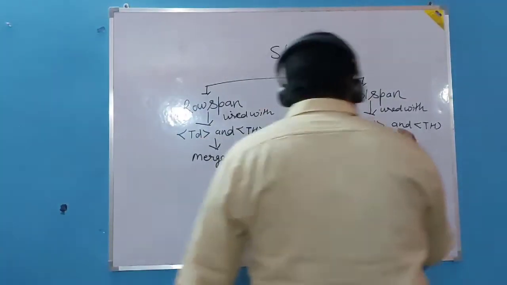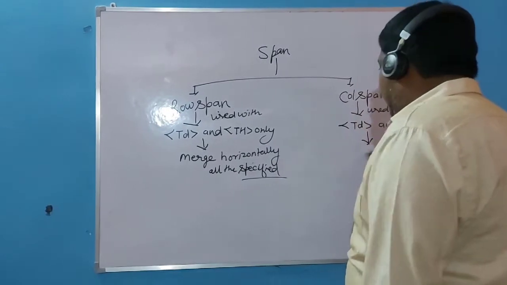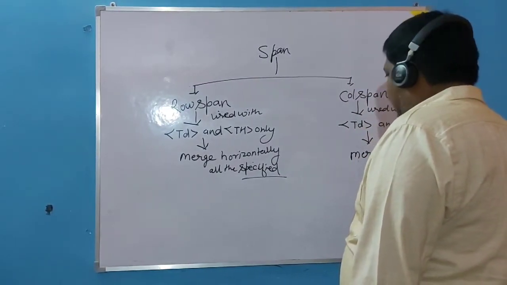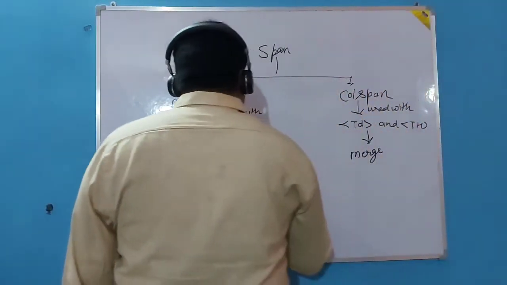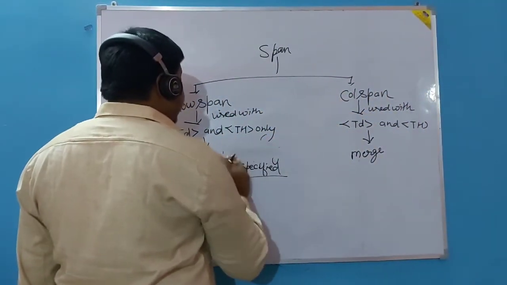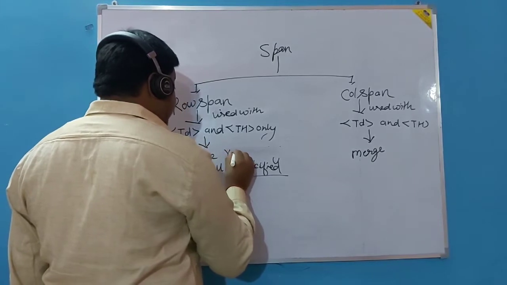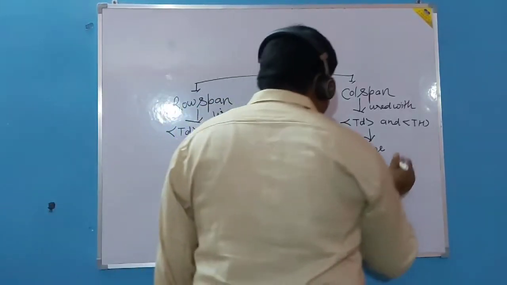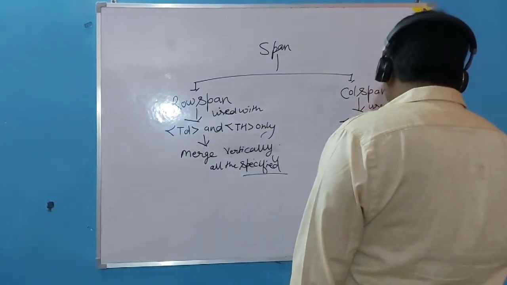And col span merges, sorry, this one is used to merge vertically. Sorry, I know I wrote it wrong. Row span merges vertically, and this one, col span, is used to merge horizontally.